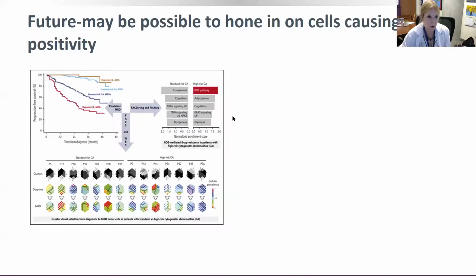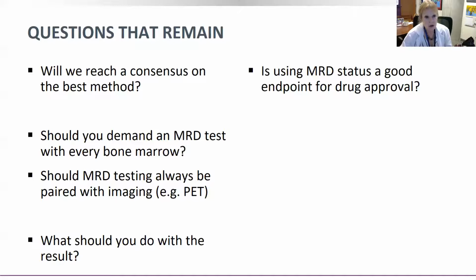The future may be that we are going to take a person, do their MRD status, and if you're positive, we may actually weed out those cells that are causing that MRD positive test and then profile them to say, hey, what drugs are you supposed to get? Maybe you have some different clones here that are indicating something else is up. That would be amazing if we can do that. But the question that remains is, are we going to reach a consensus on the best method? My own opinion is I think we're going to continue to use both the clonoSEQ and flow cytometry.